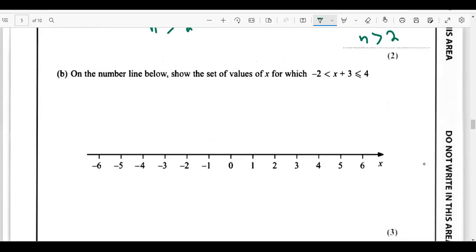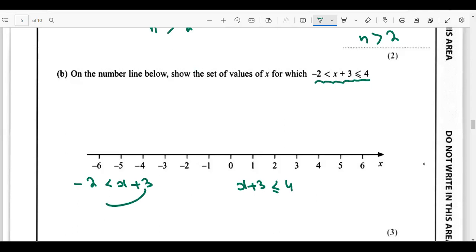Okay. Now for the second part, it says on the number line below, show the set of values of x for which this is satisfied. All right. So this one inequality can be written as minus 2 is less than x plus 3 and x plus 3 is less than or equal to 4. Okay. Now I'll be making x the subject on both sides.